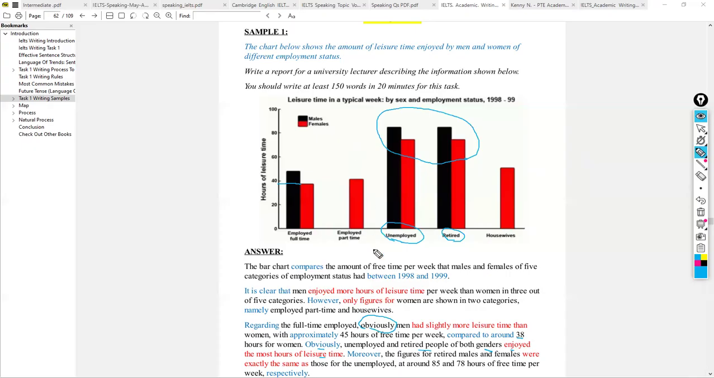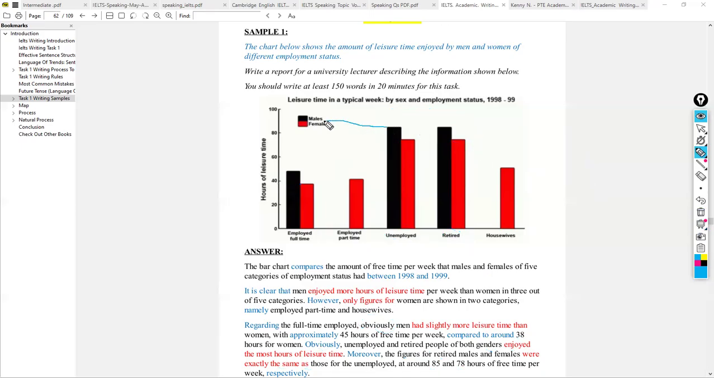So this is a similarity. Moreover, the figures for retired males and females were exactly the same. So this figure is exactly the same as this figure. Unemployed people, retired people. When I say people, I'm talking about male and female. They were exactly the same as those for the unemployed people at around 85 and 78. This is 85. Let me show you in the graph.